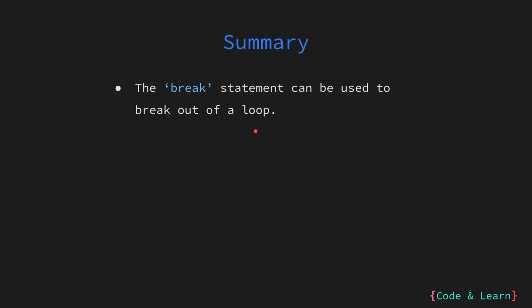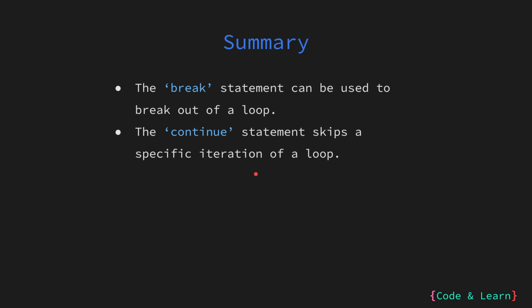That's it for the lesson. Let's now summarize whatever we have learned in this lesson. First, we looked at the break statement. The break statement is a control flow statement that allows you to prematurely exit a loop. When encountered, it immediately terminates the loop and the program continues with the next statement after the loop. Then we looked at the continue statement. The continue statement again is a control flow statement used in loops. When executed, it skips the current iteration of the loop and jumps to the next iteration.